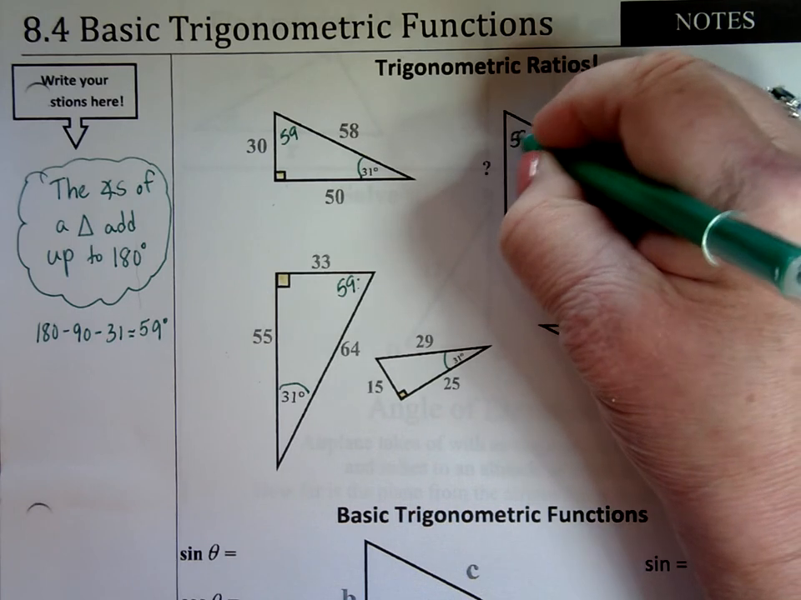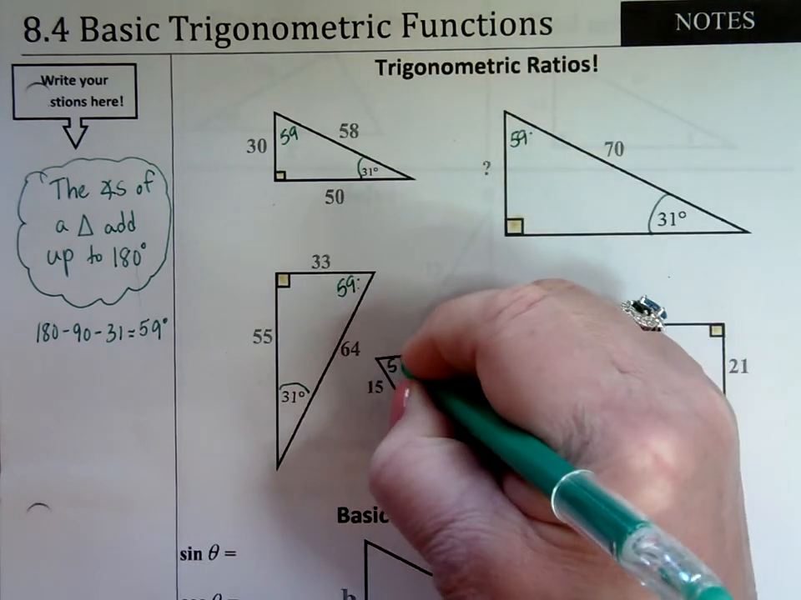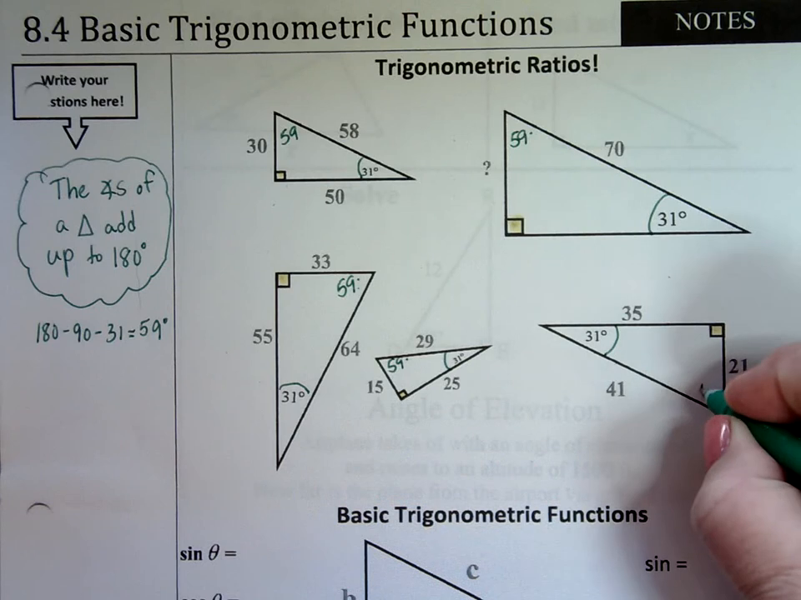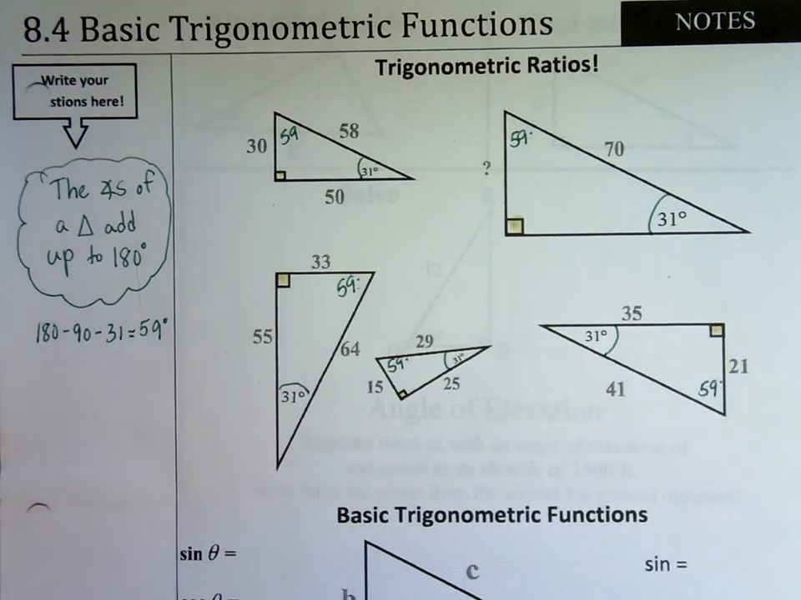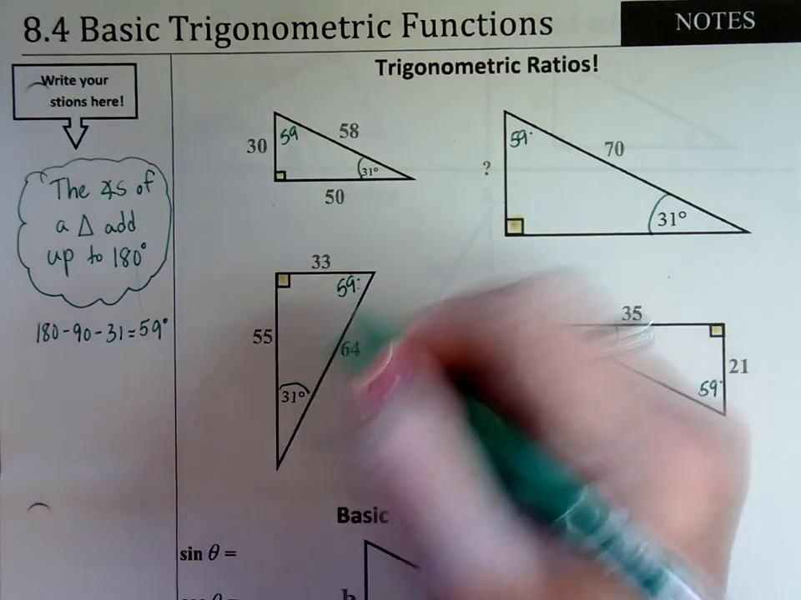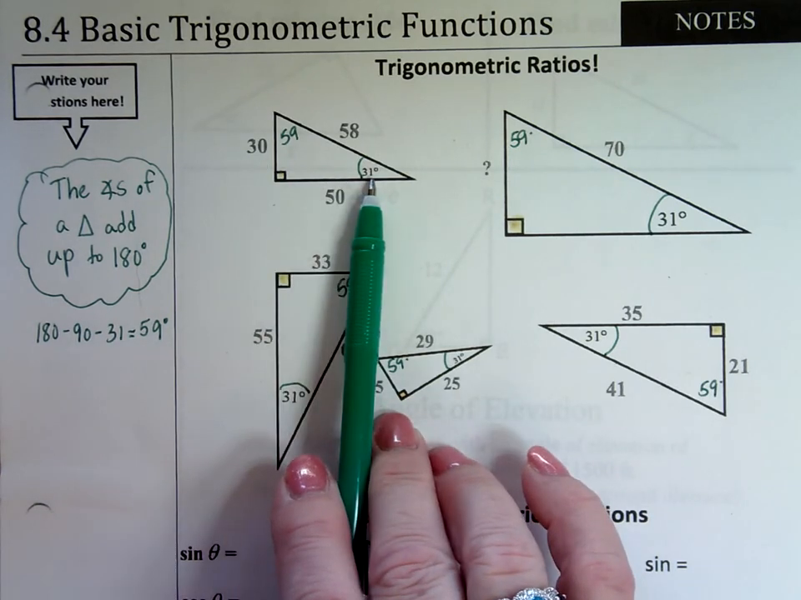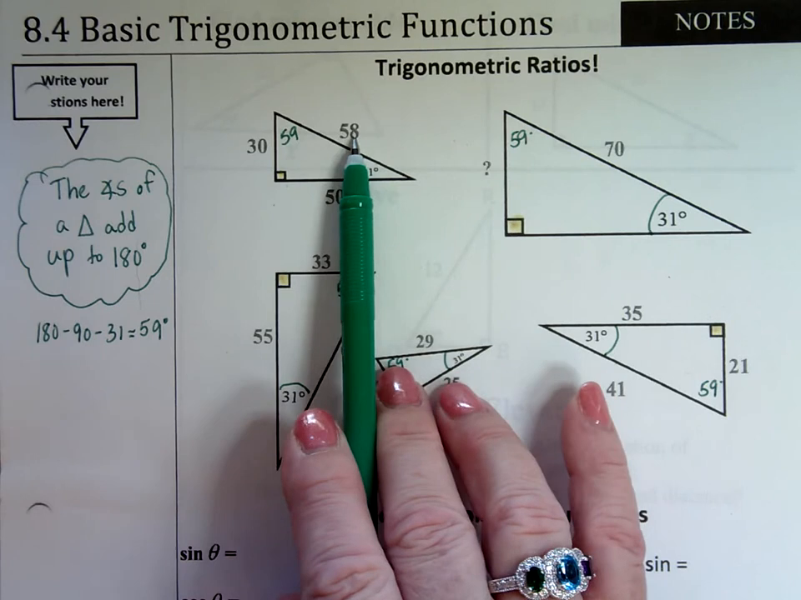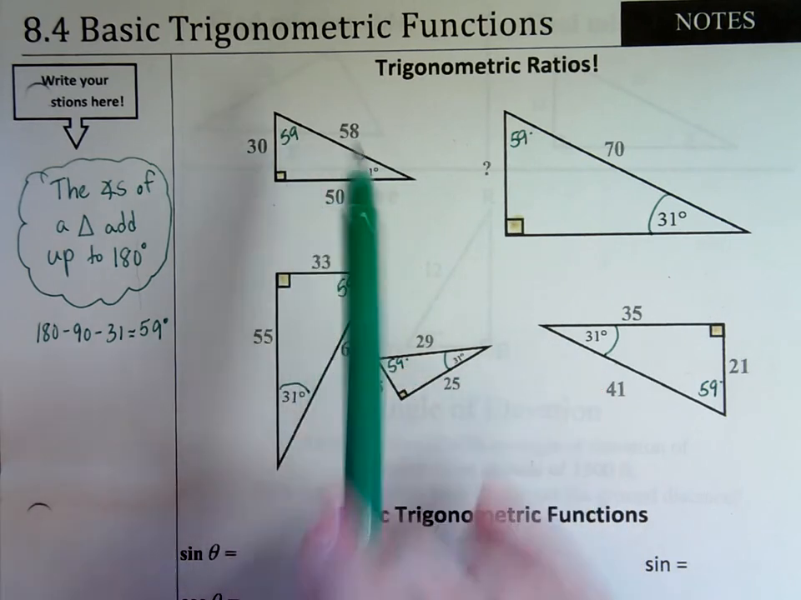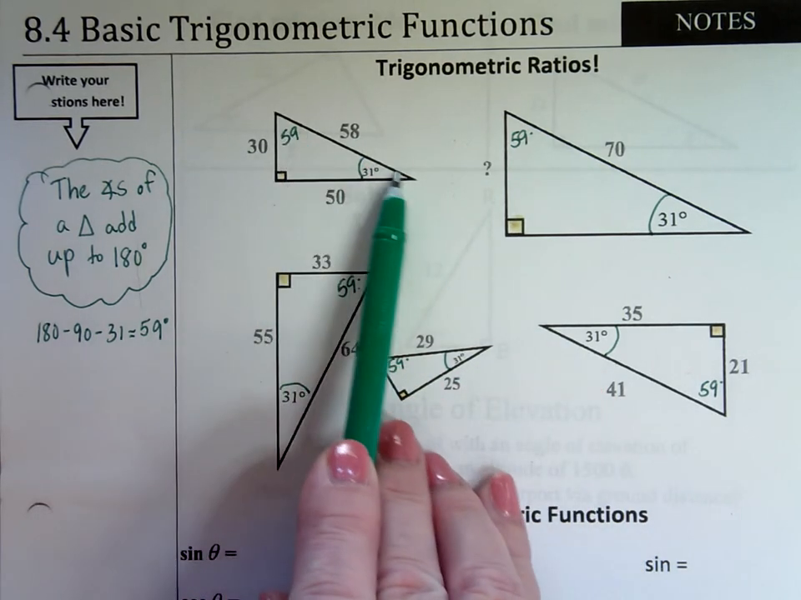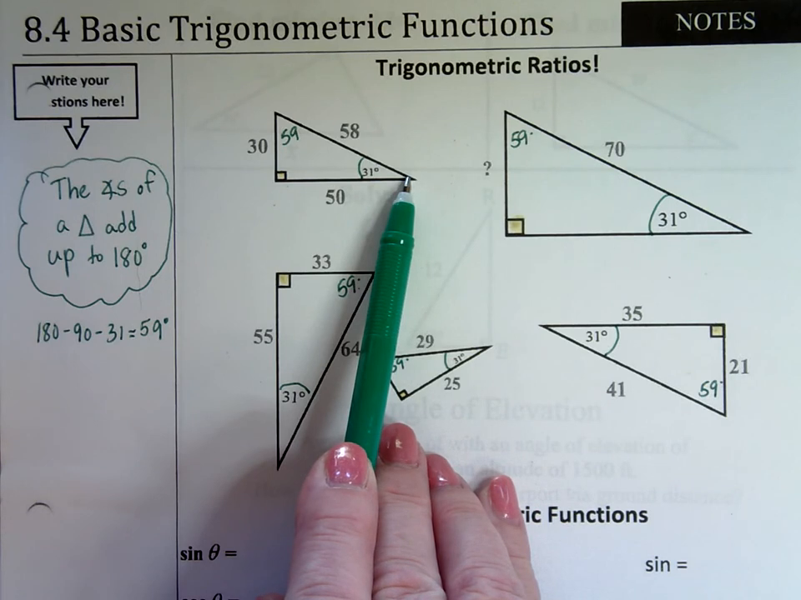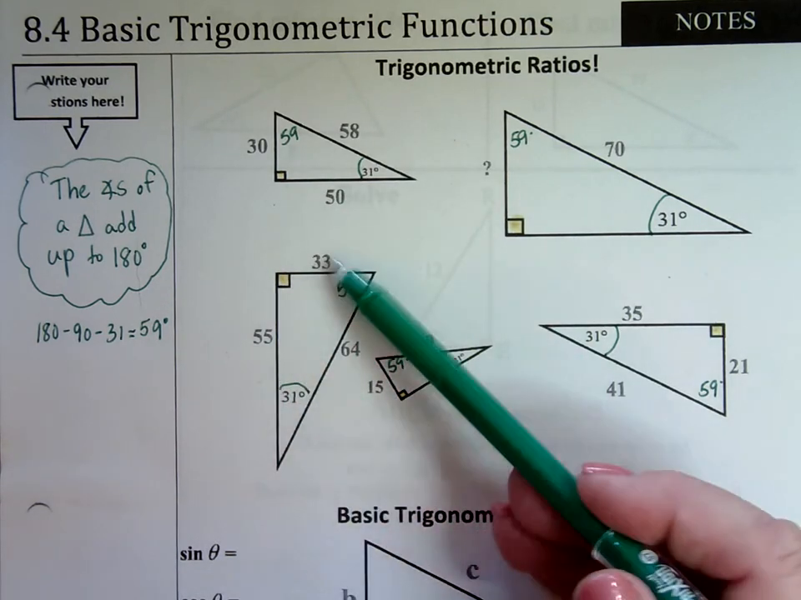Then my question for you to think about is, how come all the sides have different measurements? Like this one, they both have the same 59 degrees and 31 degrees, but this guy goes 58, 30, and 50. By the way, remember this longest side is the hypotenuse. We're going to talk a little bit more about that in a minute. The other two sides are just the legs.